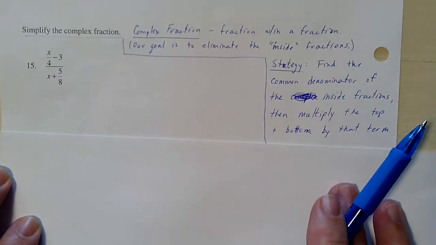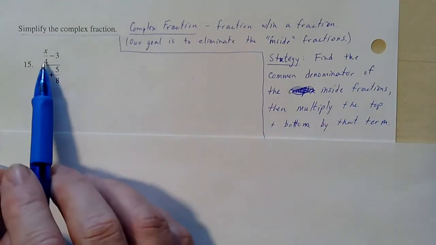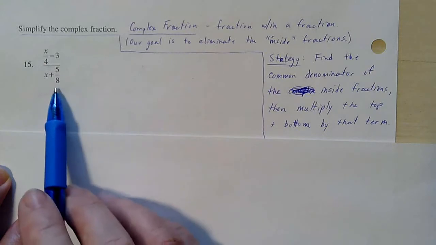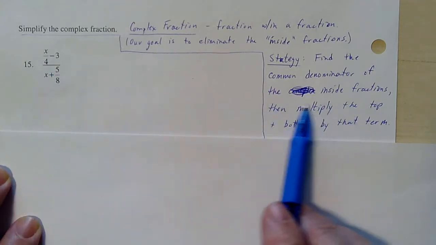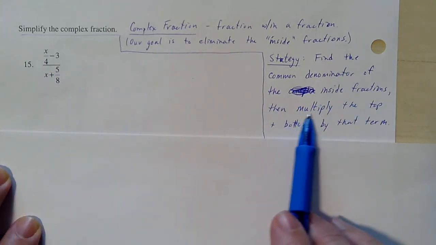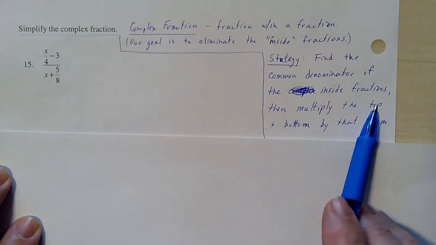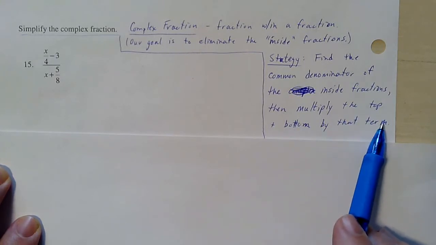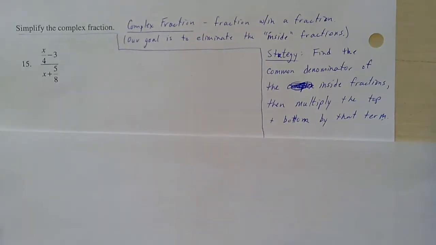So here's our strategy. We're going to find the common denominator of those. So in this case, it's going to be 8 of the inside fractions, then multiply the top and bottom, numerator and denominator, by that common term, the 8. Okay? So I'm going to start. Pause if you need time to write that down.